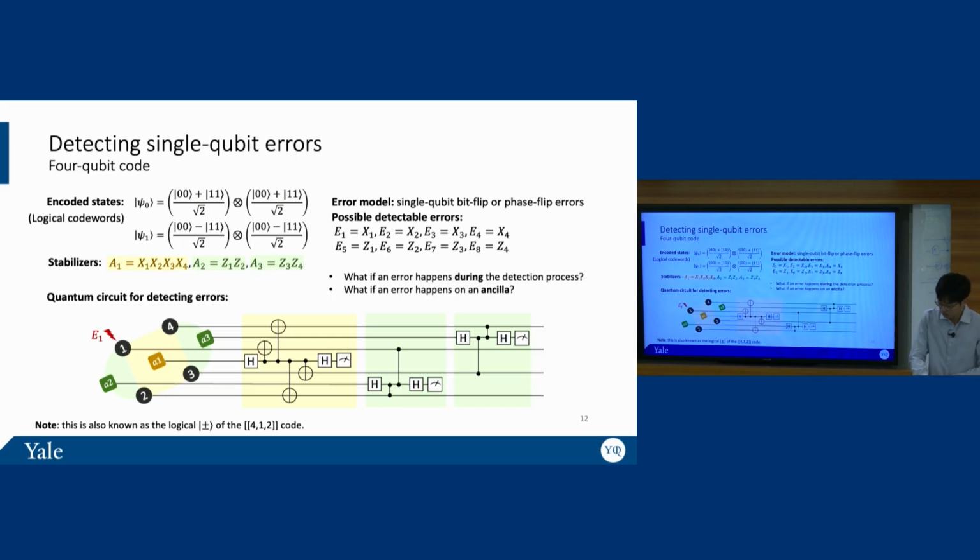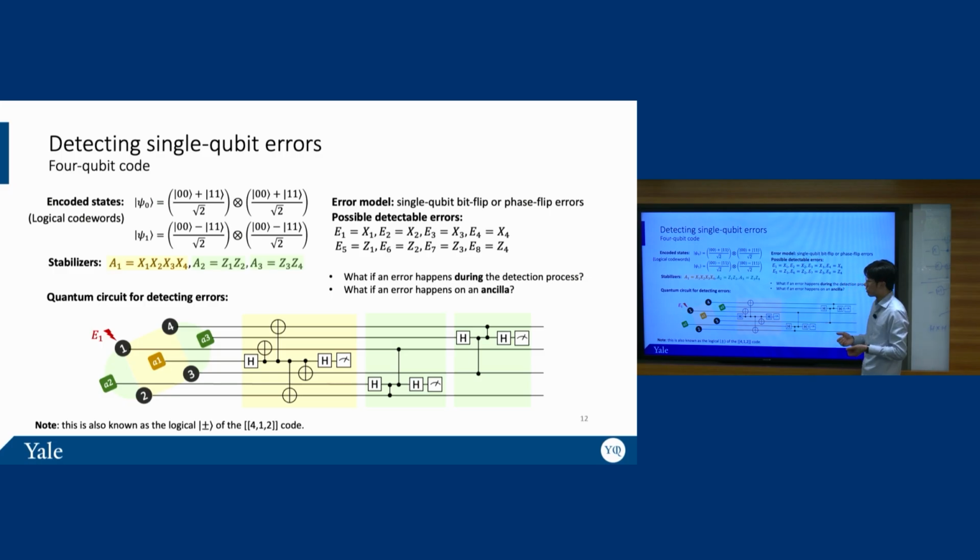Okay, now you want to refine our analysis further by saying, what if the error happened not before my check, but during my check? Let's say an error occurred suddenly, not here, but after my first group of checks. This is called the circuit level analysis. If error could happen anywhere in the circuit, can my error detection circuit detect them effectively?